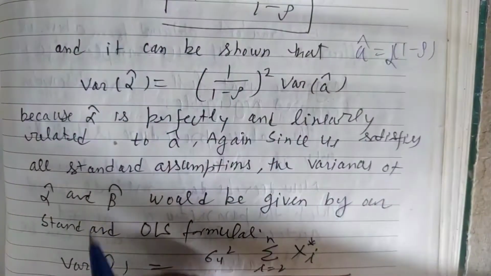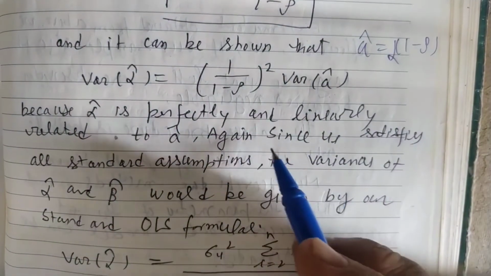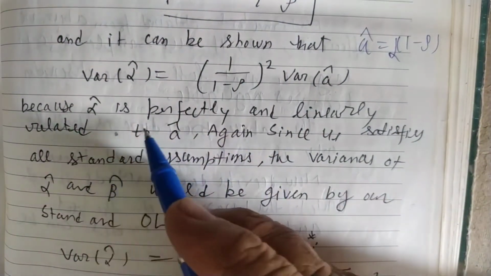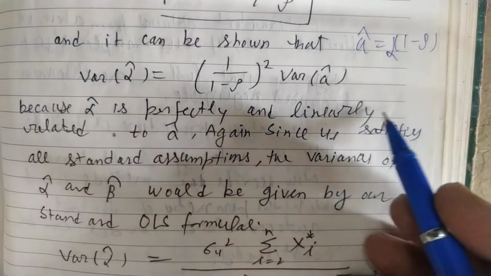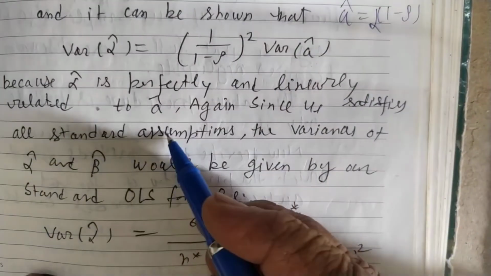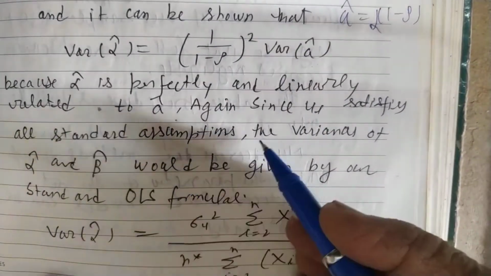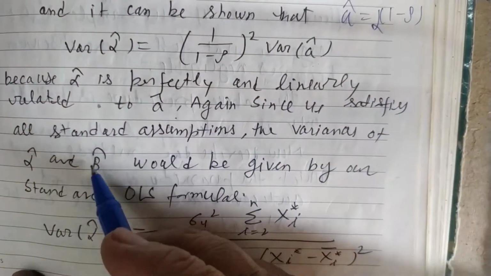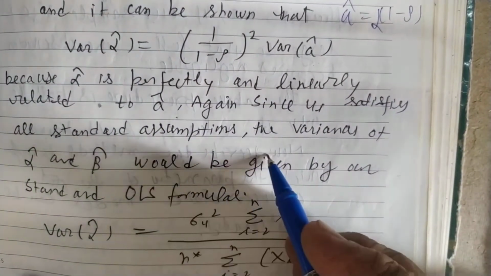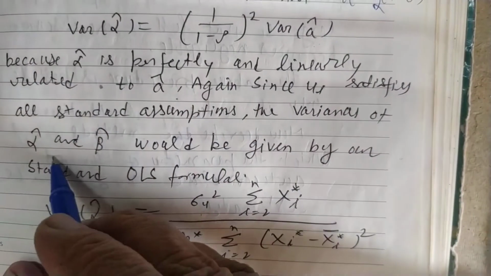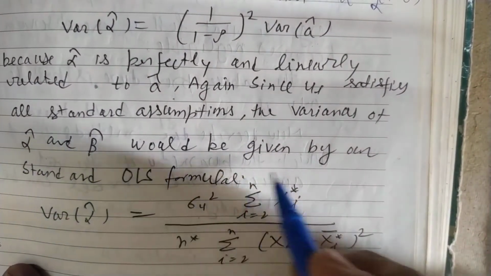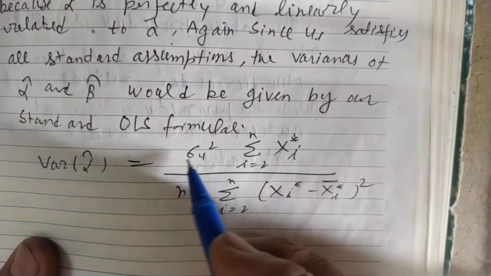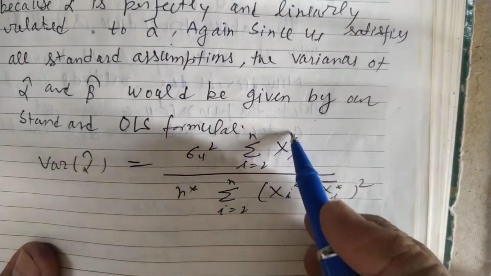Here a = (1 - rho) alpha, where estimated alpha is perfectly and linearly related to the estimate of a. Again, since epsilon i satisfies all the standard assumptions, the variances of estimated alpha and estimated beta would be given by our standard ordinary least squares formulas.